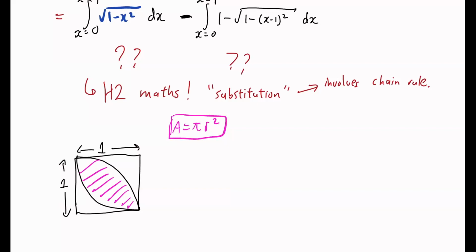You find, you do 1 over 4 times pi times 1 square. So just pi over 4 for the peak. Half, why half? Where? Okay.